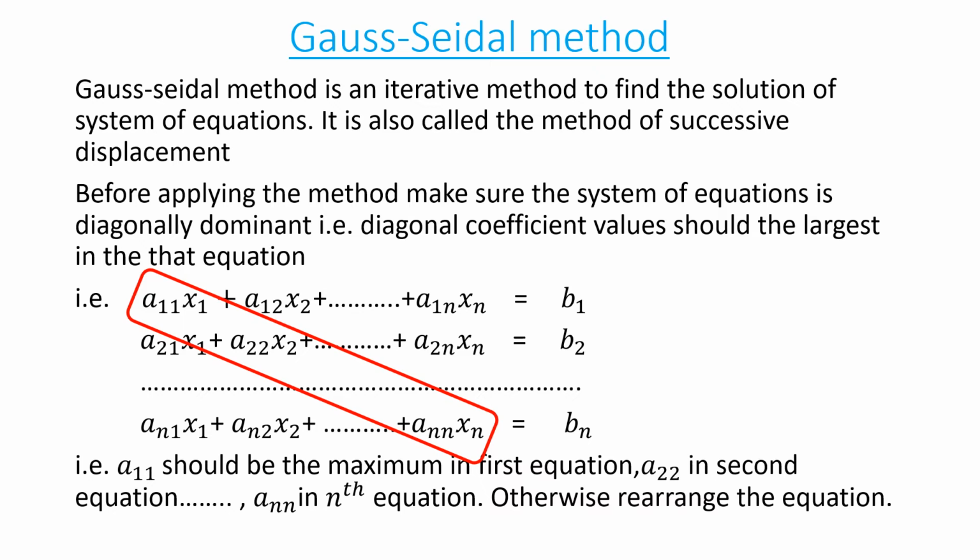Another method that we are discussing is the Gauss-Seidel method. Gauss-Seidel method is an iterative method to find the solution of the system of equation. It is also called the method of successive displacement. At the beginning of the problem, we use initial values of x, y and z and find the new values of x, y and z and replace the original values with the new values. Again, we substitute and find the new values of x, y and z and replace the existing values with the new values.